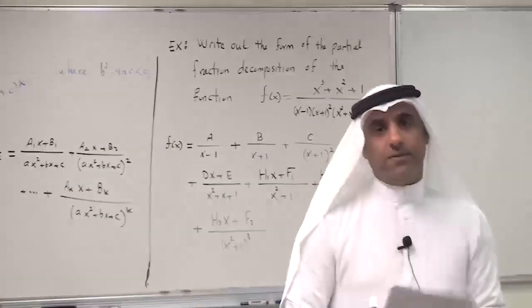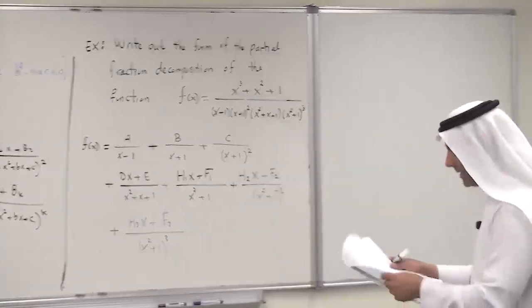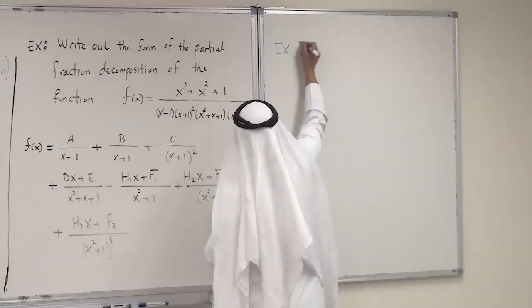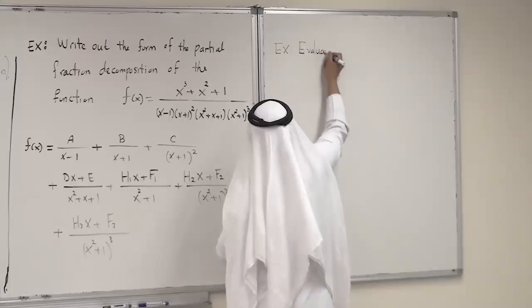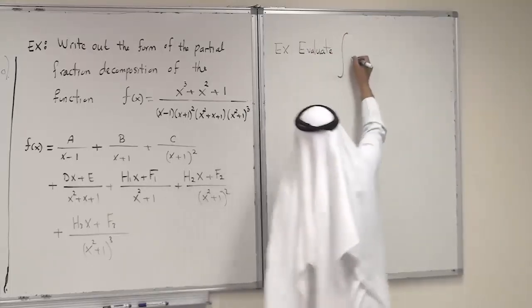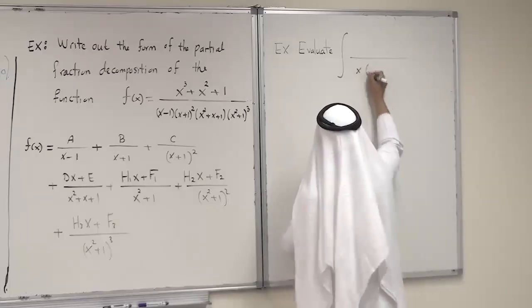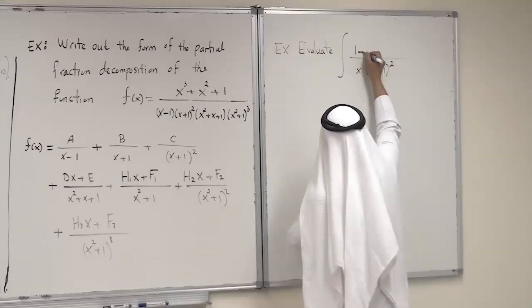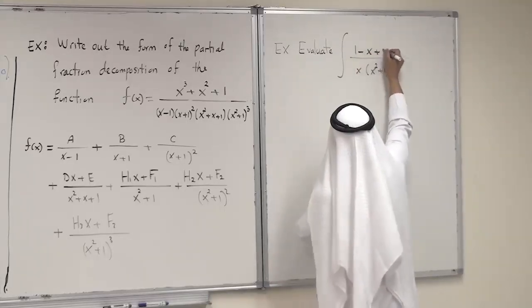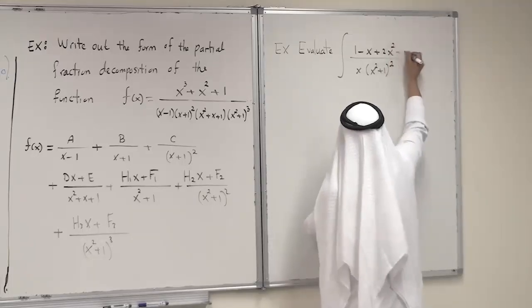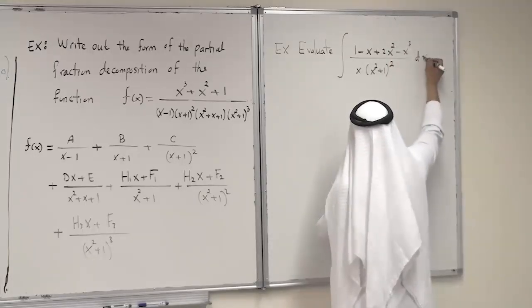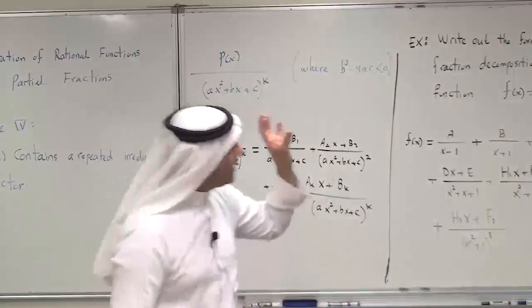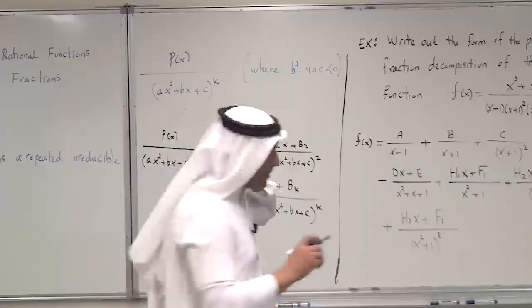How to use this idea to evaluate the integral. That will be our next example. And the example here simply says, evaluate the following. Evaluate the integral of, and it's written in factored form, 1 minus x plus 2 x squared minus x cubed over x times x squared plus 1, all squared, dx. Let us see how to integrate a rational function involving a quadratic factor and repeated. This is the idea of the exercise.